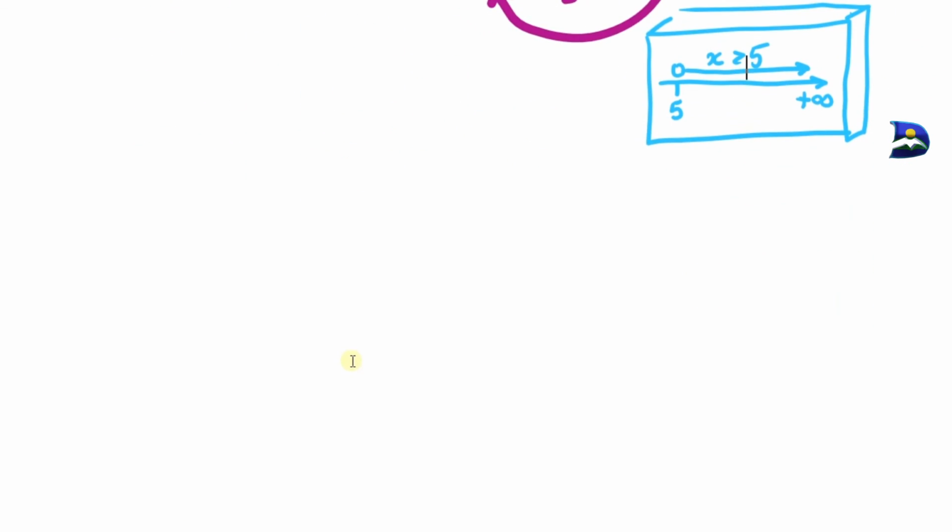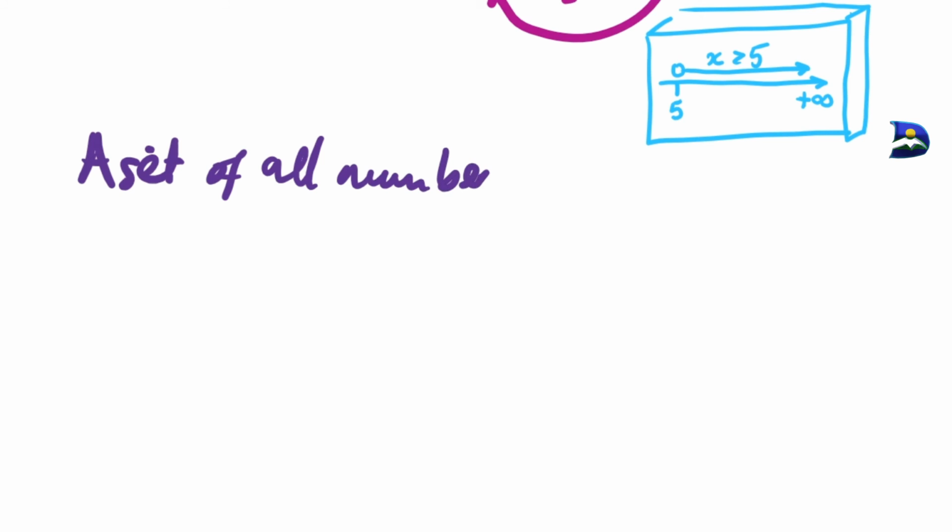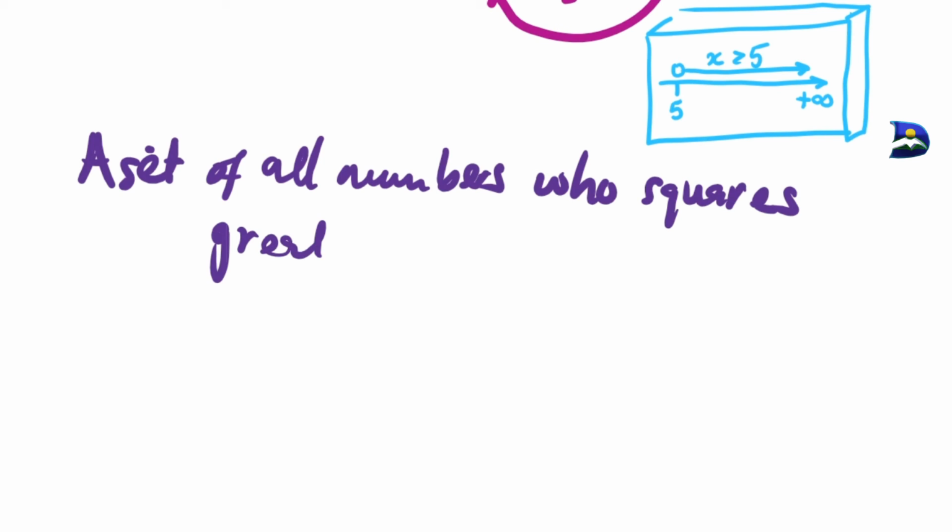Another example is where someone says we have another scenario where we have a set of all numbers whose square is greater than the number 16. So now changing this into symbols is another big one that we need to address.